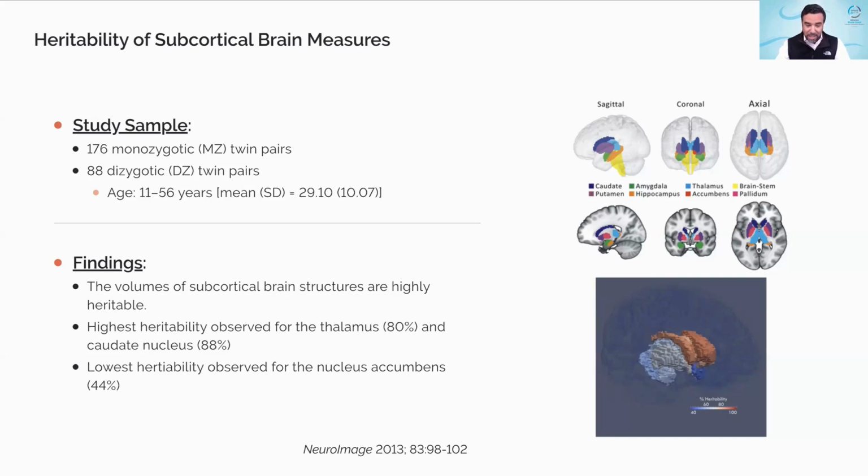And through this study design, the authors were able to demonstrate that the subcortical structure volumes are actually very highly heritable, but the highest heritability was noted for the thalamus, as well as the caudate nucleus. And then some of the other structures had more of a medium heritability effect. For example, the nucleus accumbens was showing basically up to 44% heritability. So this is obviously intriguing because we can definitely see that there is a genetic component to brain imaging phenotypes.